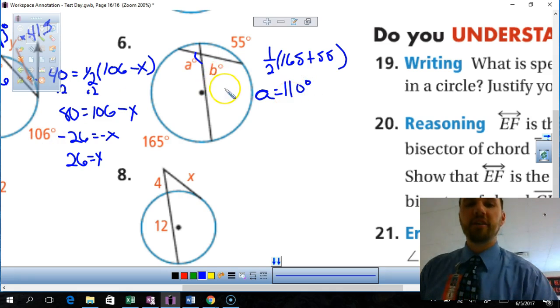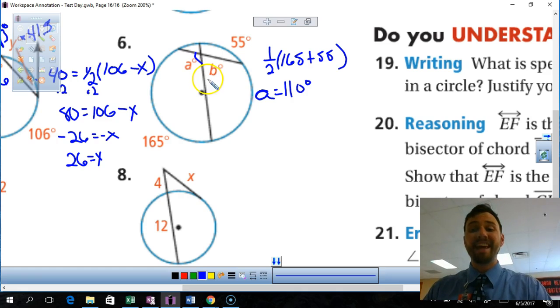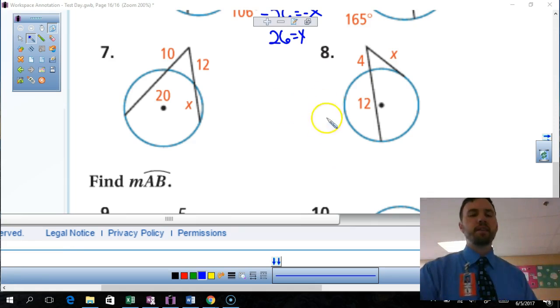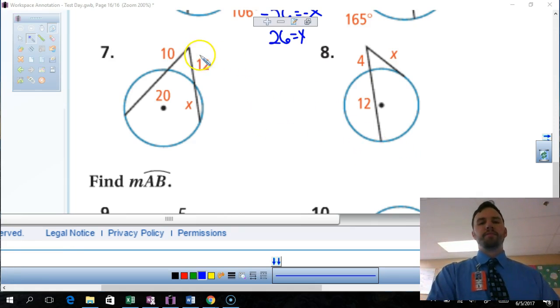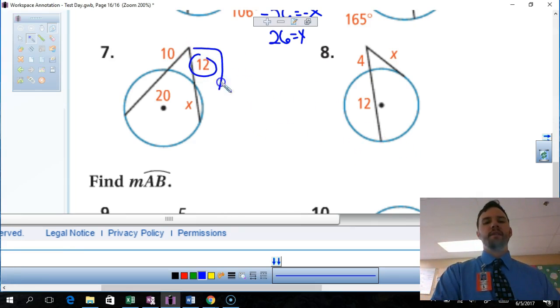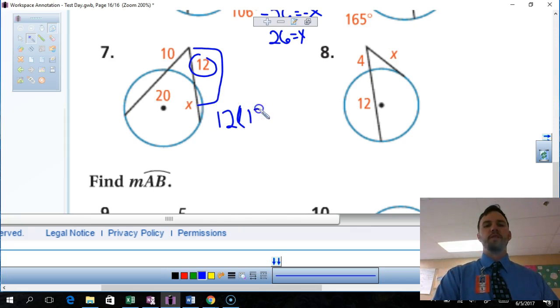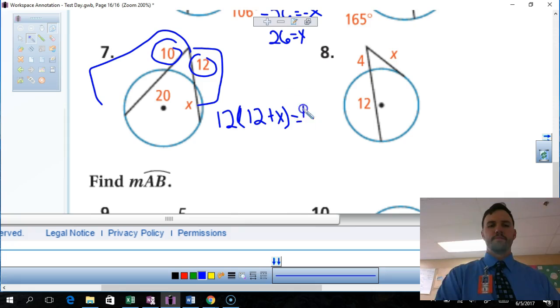Now if A is 110 degrees, B plus A equals 180 because they form a linear pair. So this is 180 minus 110, which is 70 degrees. Alright, last 2 guys. Alright, number 7. I do piece times whole. That piece is 12, the whole is whatever 12 plus x is, equals my piece times whole.